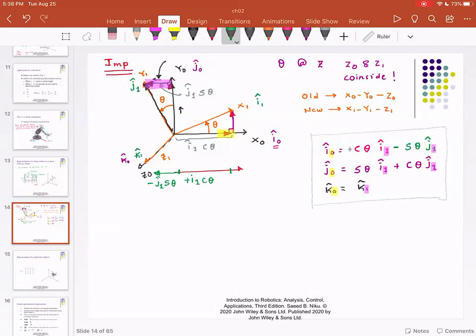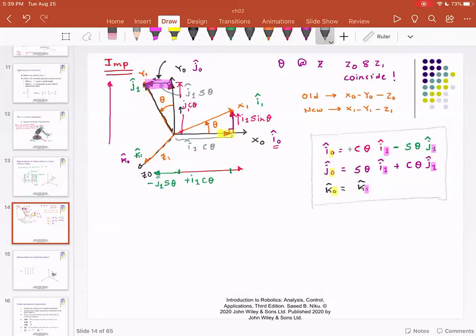On the other hand, if you look at the y direction, you have J1 cosine theta. This is J1 cosine theta. And you have I1 sine theta. Both of them are in the same direction as J0. That's why you have the positive sign.